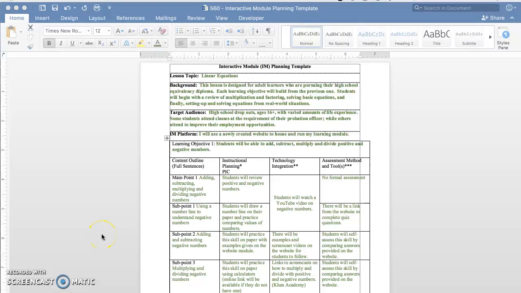Good evening. This is Dawn Schwering, and I'd like to take a few moments to go over my interactive module planning template for this week's assignment. My lesson topic is linear equations.